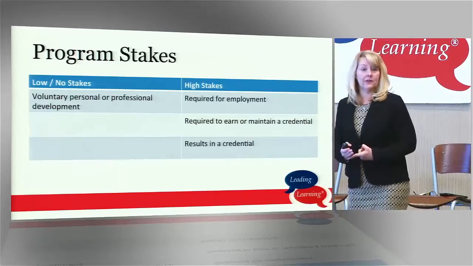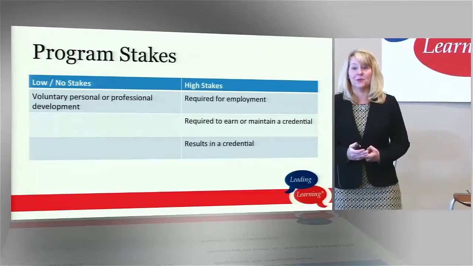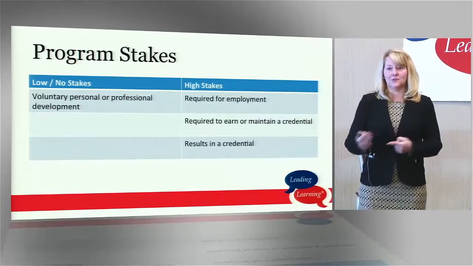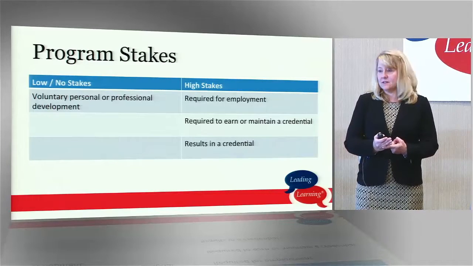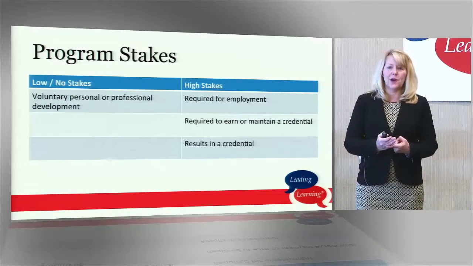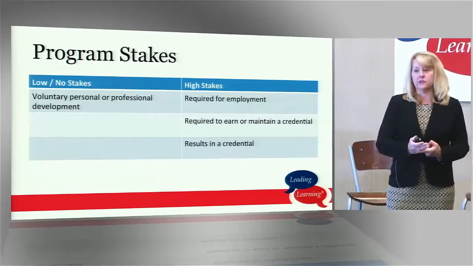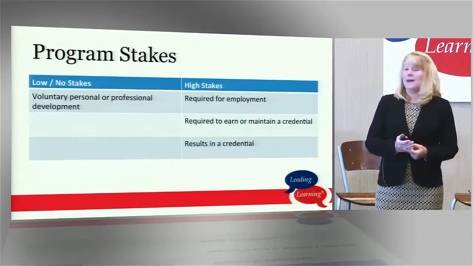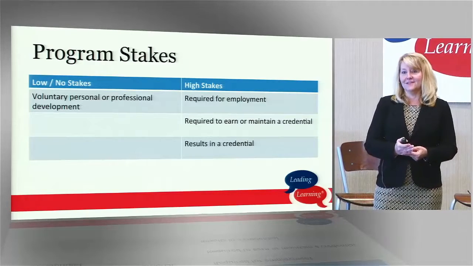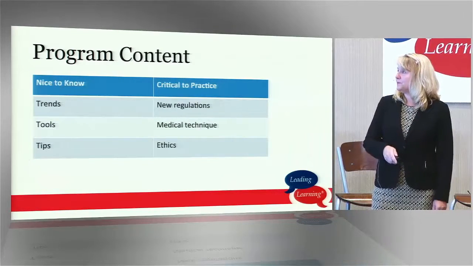Now you better validate learning. There's a lot of certificate programs out there which I wouldn't even call a certificate that does no validation of learning. If it's required for employment, you probably should do that. What about if it's required to earn or maintain a credential? Probably. Or if it results in a credential, certainly. These are ones you want to think about.